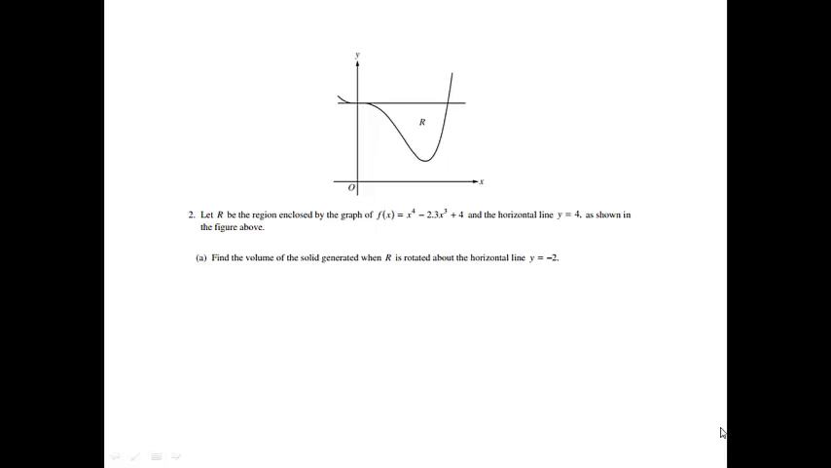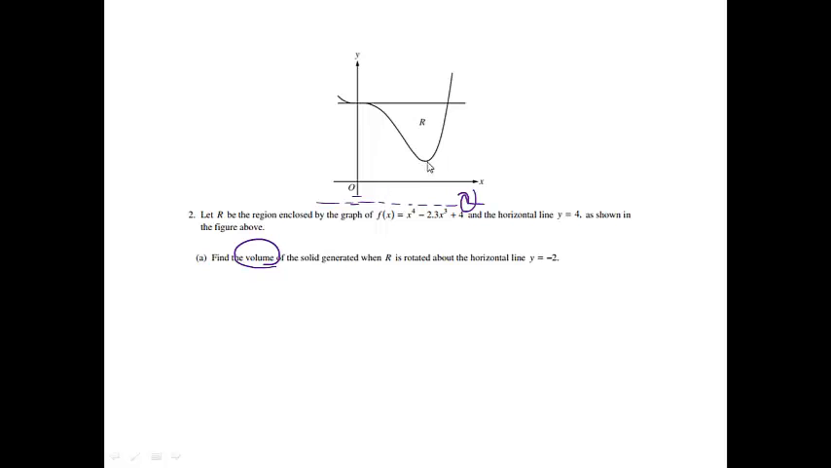Okay, number 2, let R be the region enclosed by the graph of f of x equals x to the 4th minus 2.3x cubed plus 4 and the horizontal line y equals 4 as shown in the figure above. Part A, find the volume of the solid generated when R is rotated about the horizontal line y equals negative 2. So here's the line negative 2 down here, and we're revolving it about that line, and we're finding the volume.